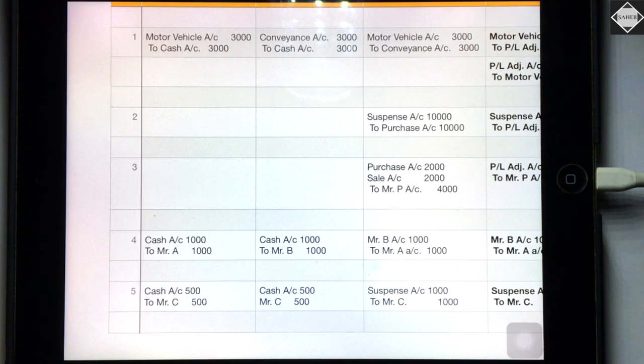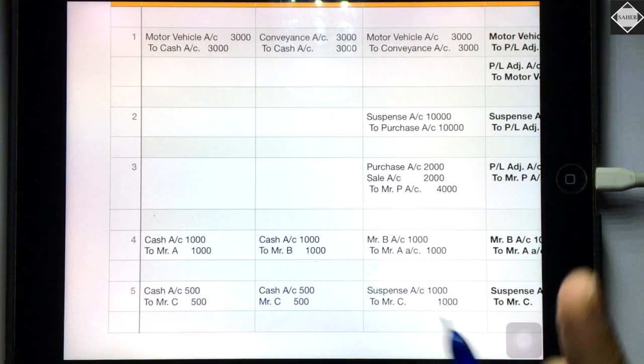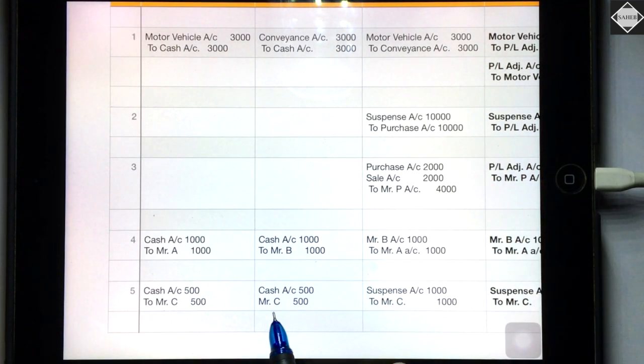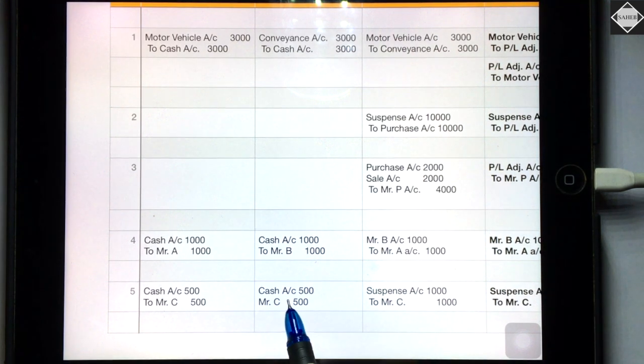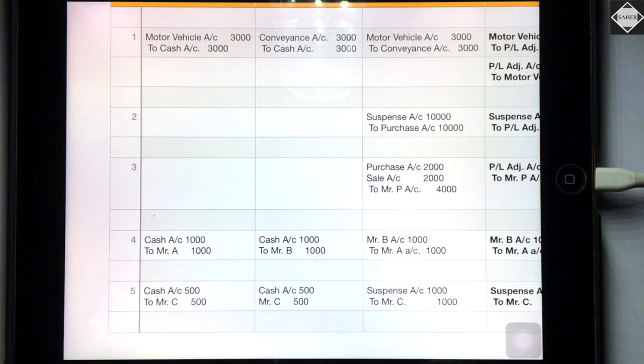How will you rectify this? Really simple. The mistake is there only in Mr. C account. Cash is completely right and nothing wrong has been recorded. It's just that Mr. C has been recorded on the debit. It has been debited. So to remove that debit and give the effect in credit, what do you have to do? You have to credit the Mr. C account by twice the amount, with the added amount.